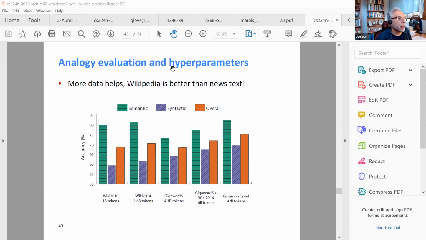Okay. The other thing is that more data helps. Wikipedia is better than news text. They talk about the number of tokens in the training set: 1 billion, 1.6 billion, 4.3 billion, 6 billion, 42 billion. And notice that on semantic tests, you don't see much of a trend with corpus size. Even a relatively small corpus of 1 billion gets a score near 80.